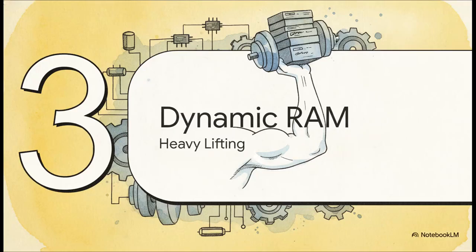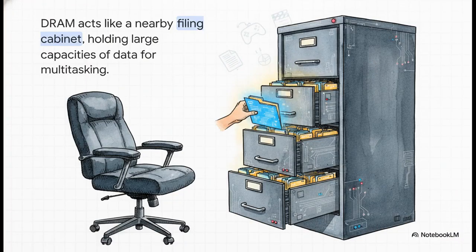Now, let's pivot to the other side of the equation. Section 3, Dynamic RAM, Heavy Lifting. So if SRAM is the immediate desk space right under your fingertips, Dynamic RAM, or DRAM, is the nearby filing cabinet.